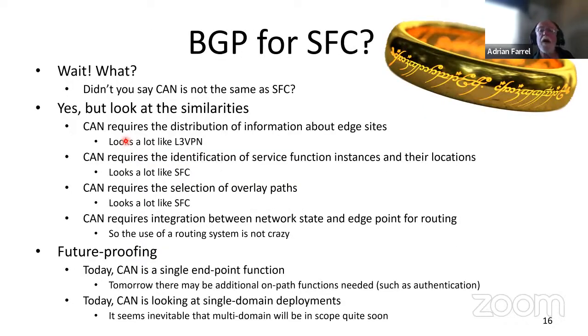So how does that work? Well, I'm not going to go into great detail, but just remembering that this is not service function chaining, but it looks the same. So maybe BGP can be the thing that solves this. It needs to know about the edge sites. It needs to know about the service function instances and their locations. It needs to select overlay paths. And it's all kind of related to routing. So maybe BGP is not totally a crazy approach. And although we're talking about single endpoint functions and single domains today, I'd be shocked if we didn't end up with multi functions on a chain and multi-domain deployments.